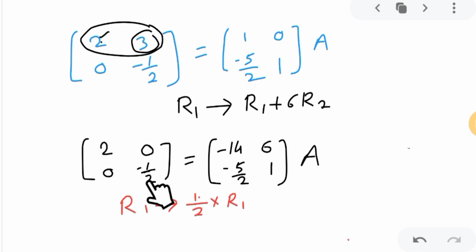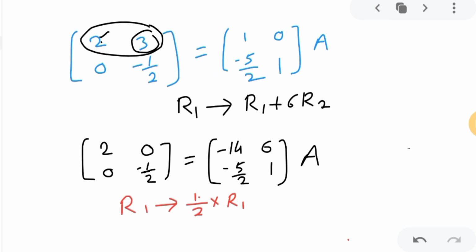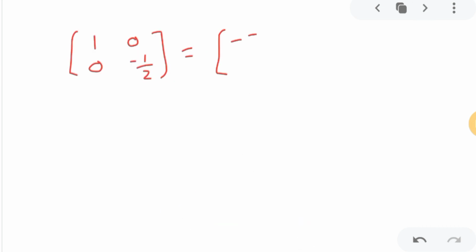R2 also you can do simultaneously, but I am doing one by one. So R1 will become 1, 0, this will be the same, I am not performing any operation on R2: 0, minus 1 upon 2. And the same operation you will perform on the right side. So the right side will be R1 is half into R1, so R1 means minus 14, so half into minus 14 means minus 7, so this minus 14 will become minus 7 by performing the operation.